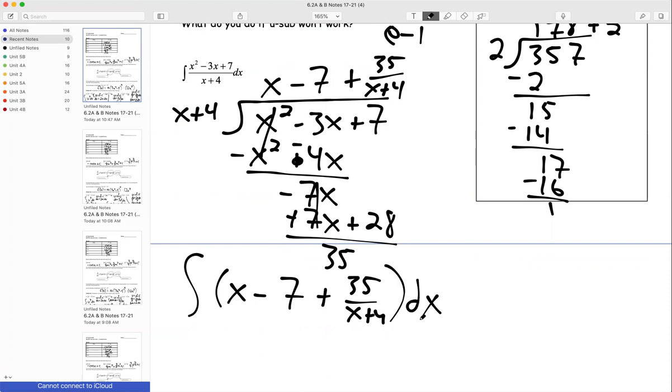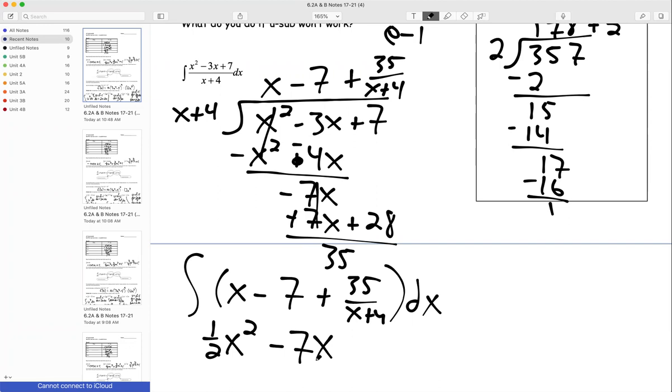And now I'm going to integrate each of these separately. What's the antiderivative of x? 1/2 x squared. What's the antiderivative of negative 7? Negative 7x. Integrating each one of these separately.